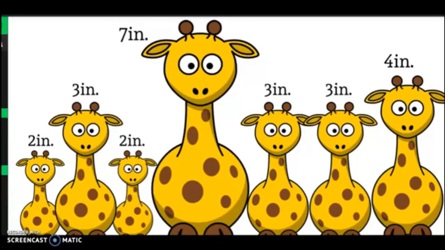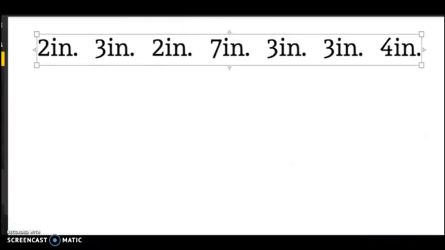So here you can see that my smallest toy giraffe is 2 inches tall, and my tallest toy giraffe is 7 inches tall. The next thing I'm going to do is start organizing the data that I collected by measuring my toy giraffes. So here's just a list of the data I have. And the next thing I'll do is start to organize it on something called a line plot.